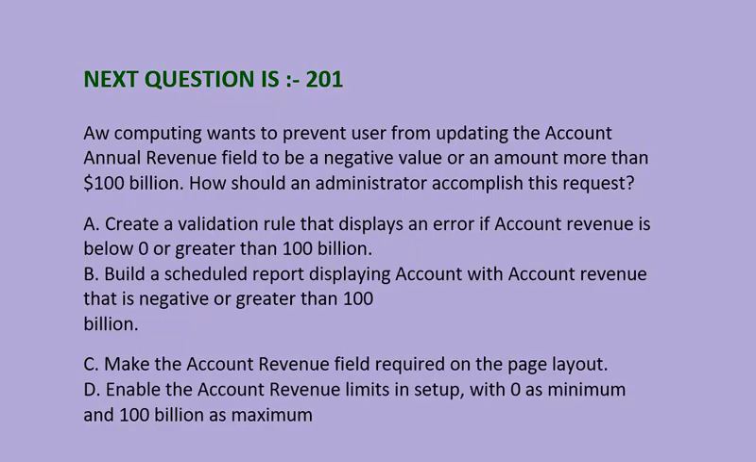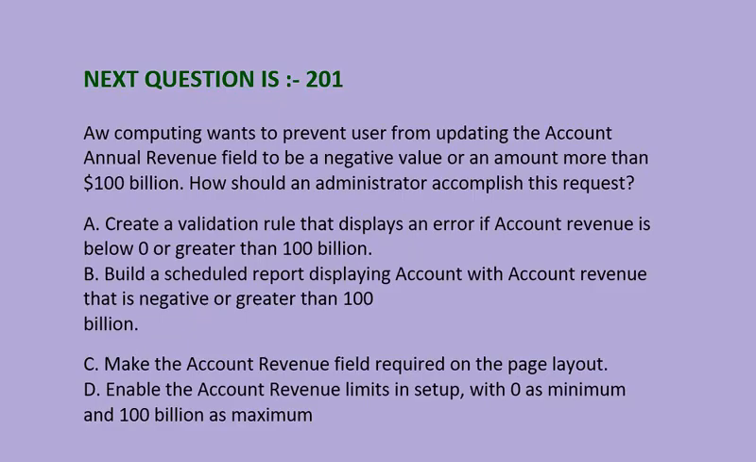Question is AW Computing wants to prevent user from updating the account annual revenue field to be a negative value or an amount more than $100 million. How should an administrator accomplish this request?